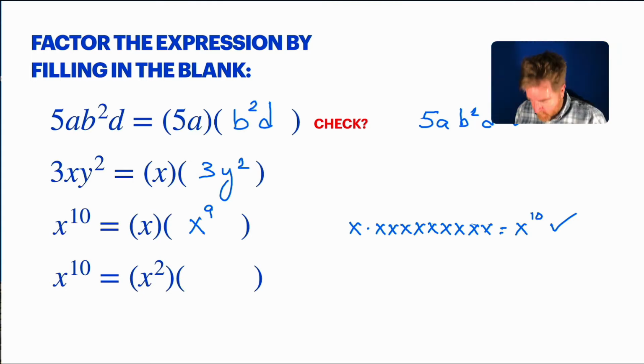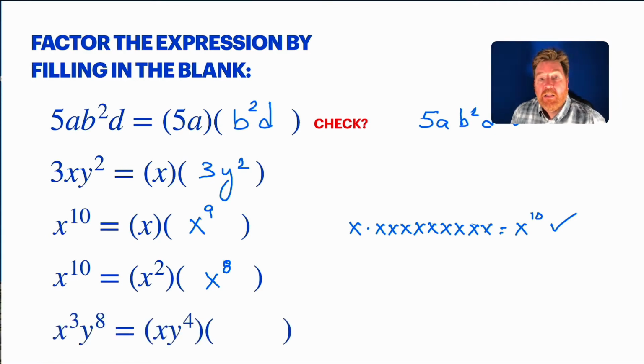Good. If you're writing them out in your head, I think you guys are on it. X to the 8th. Okay, x to the 8th. Two factors of x, 8 more factors of x. That gives us 10 factors of x. We got it. Good.